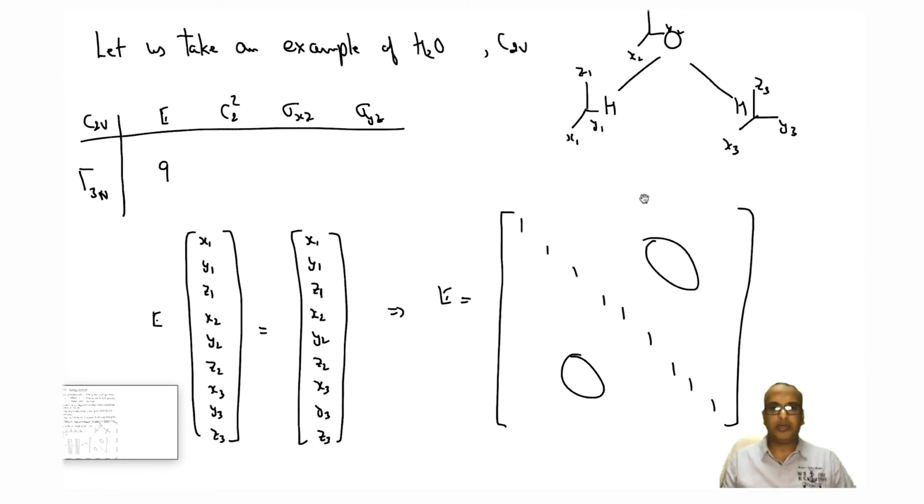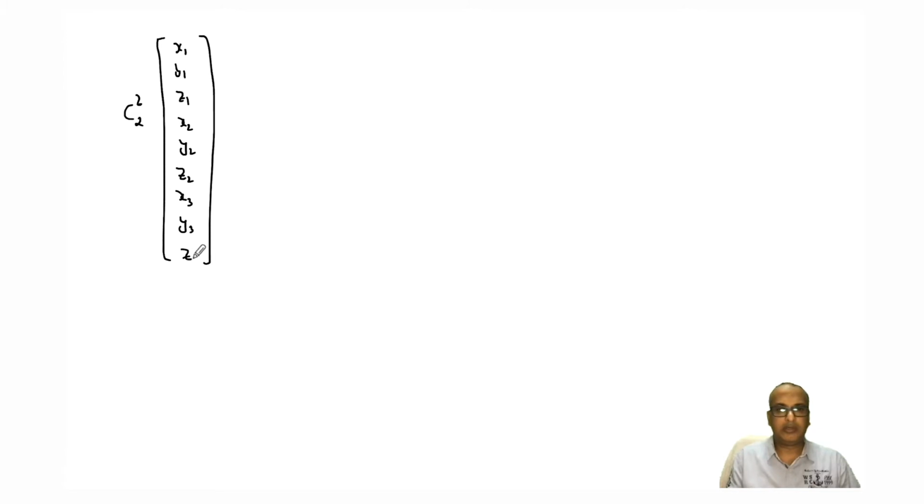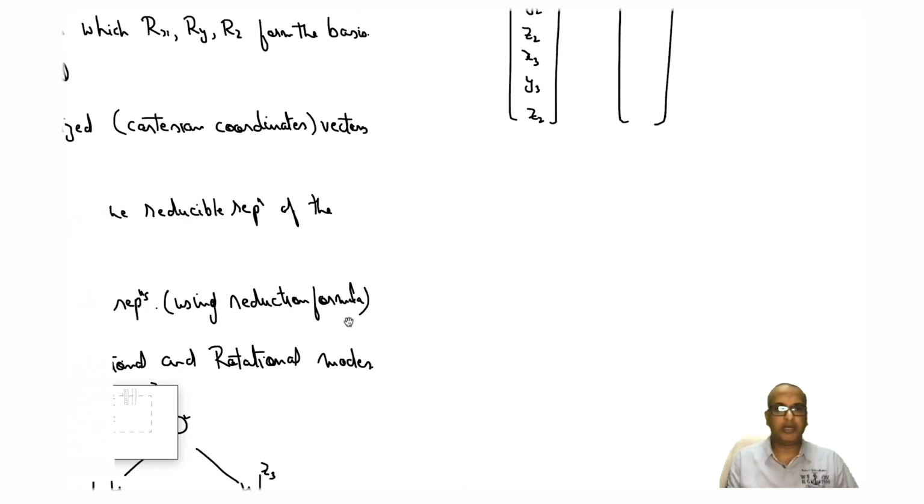So now let's go to the second symmetry operation, which is C2Z. If we perform C2Z onto the same matrix again, x1, y1, z1, x2, y2. Now what happens? What is the change which is happening? Let us go back to the molecule and see.